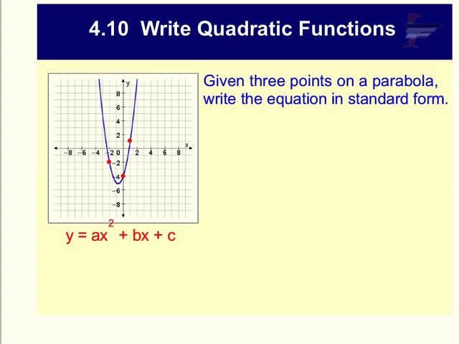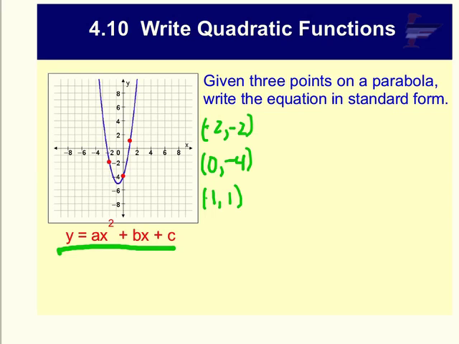So writing in standard form, we have to remember what standard form looks like. y equals ax squared plus bx plus c. And let's look at those 3 points that they gave us. We have (-2, -2), and they also gave us (0, -4), and then they also gave us (1, 1). So the idea is, how do we use the points on our graph to help us write an equation?